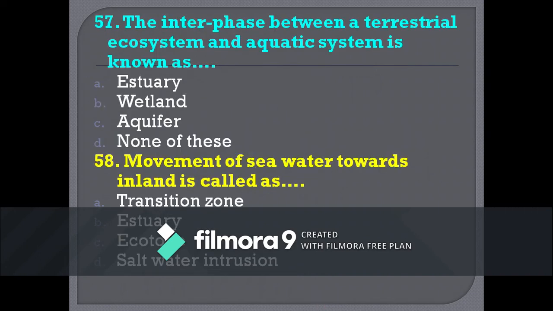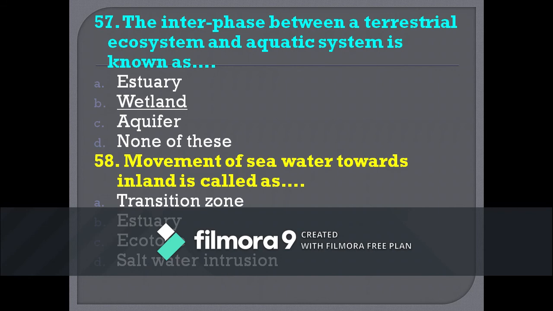Now question number 57. The interface between a terrestrial ecosystem and aquatic system is known as, the options are estuary, wetland, aquifer, none of these. So the correct answer is wetland. We know that estuary is the place where the river joins the sea, where the salinity is between the fresh water and marine water. It's a mixed water. And aquifer, as we know, is the water that is stored under the ground, which we extract by means of bore wells.